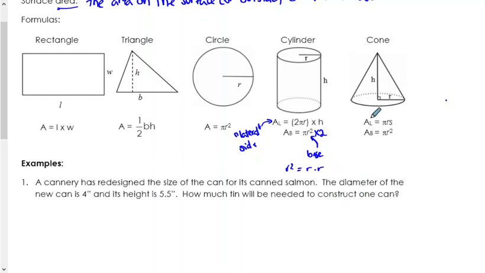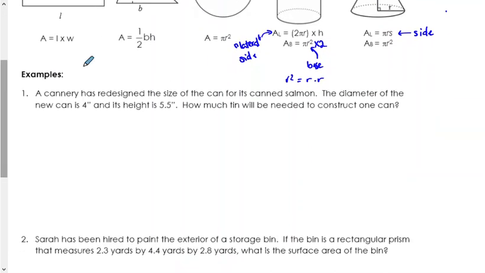Okay, for a cone, this AL is the area of the side of the cone again, and AB is the base. So the base of a cone is a circle, which is why it's just pi r squared. Don't get your circle area confused with circumference. So it's pi r squared for area.